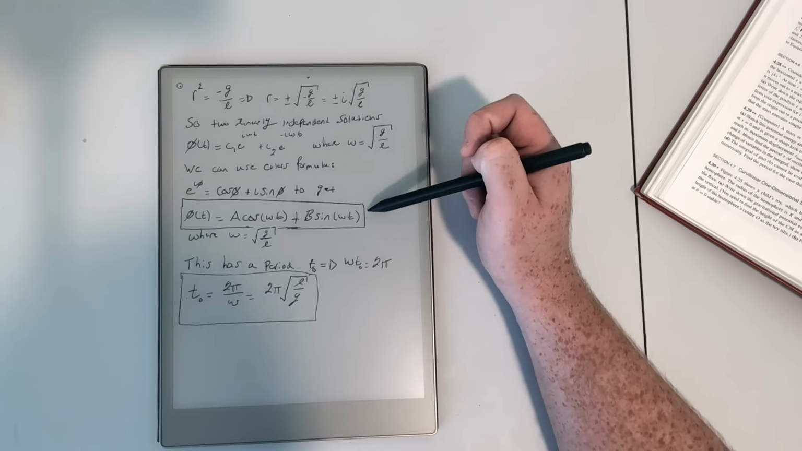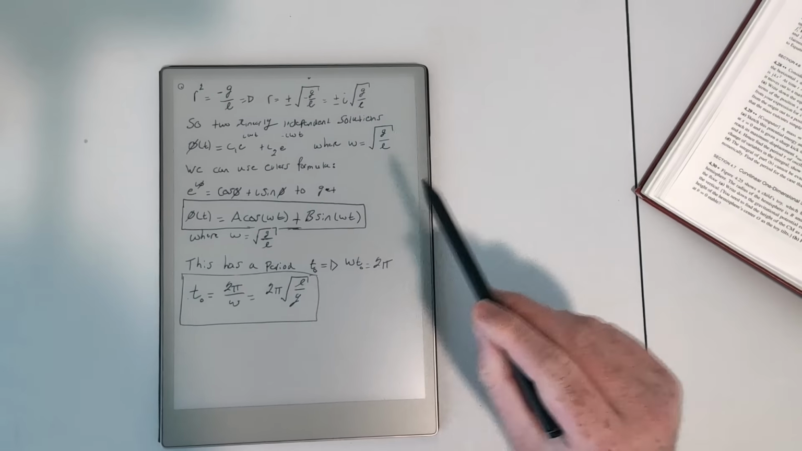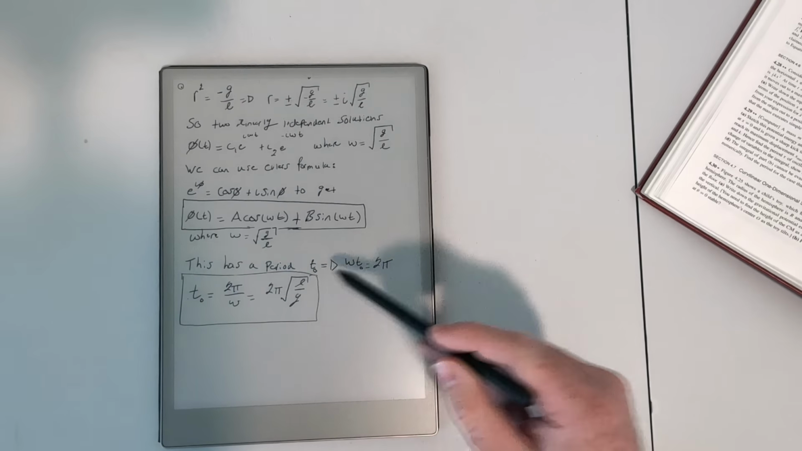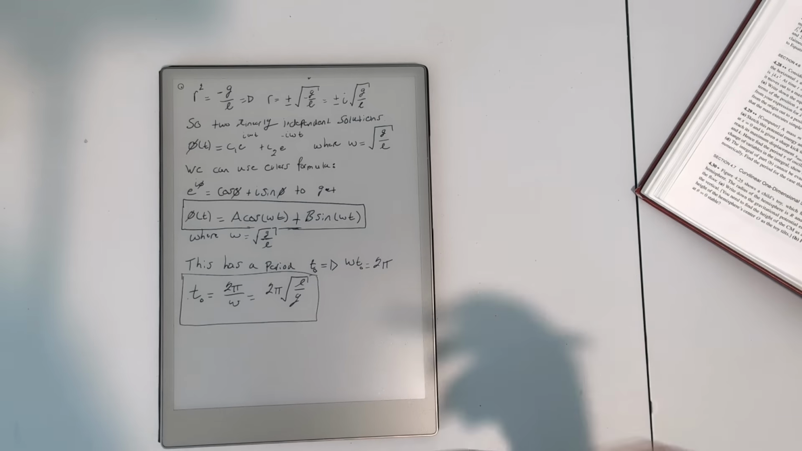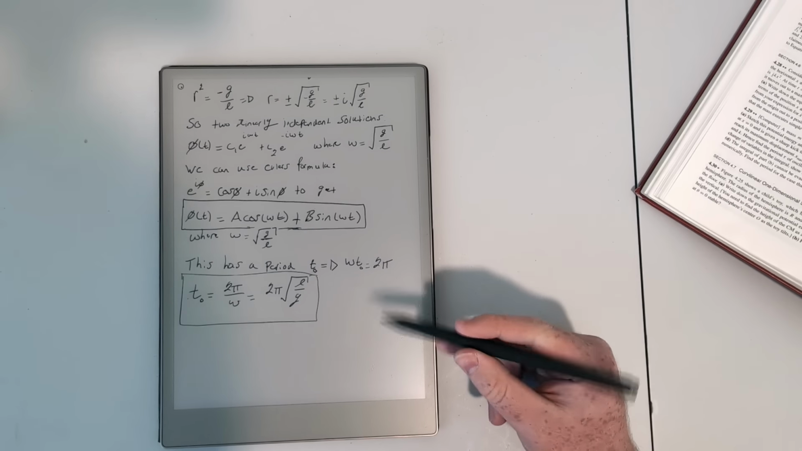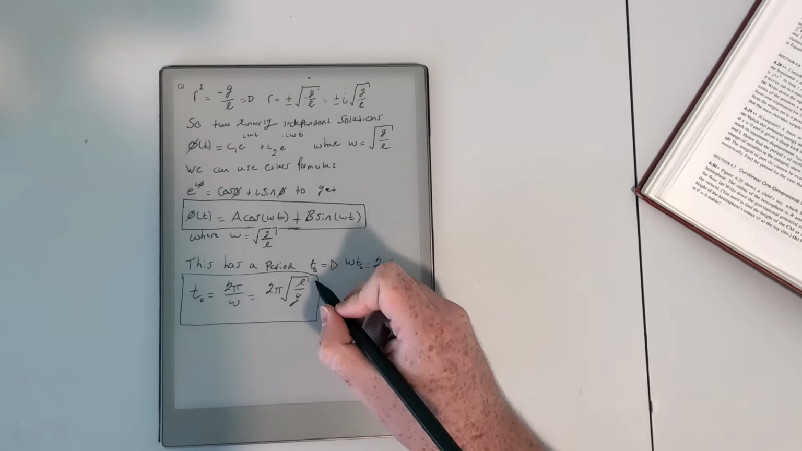So that is the position, and this just shows us that the position of the pendulum is going to be this sort of oscillating function, right? It's sines and cosines, so it's definitely going to be some kind of oscillating function. And we can show that this is going to have a period, t naught.